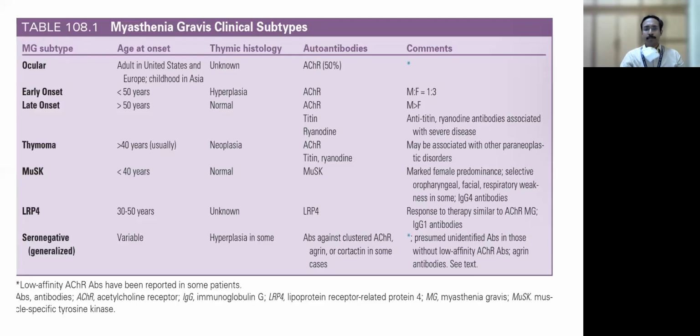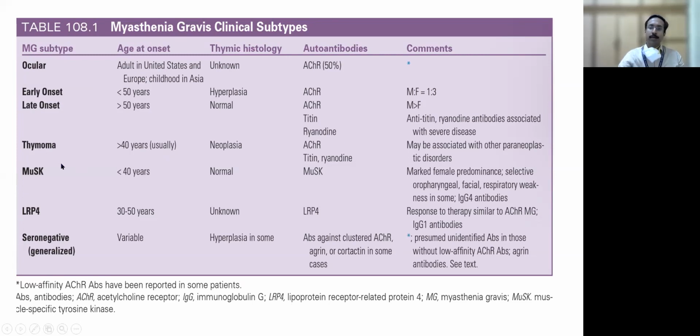Among the various subtypes, we generally divide them into ocular myasthenia or generalized myasthenia, and the early onset ones and the late onset ones. And we often note whether they have associated thymoma or no thymoma. All these things make a difference in the clinical management. Generally, the ocular and thymoma forms are associated with generalized acetylcholine receptor antibody myasthenia gravis.